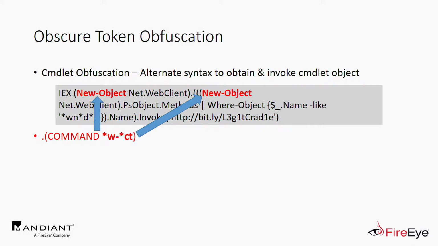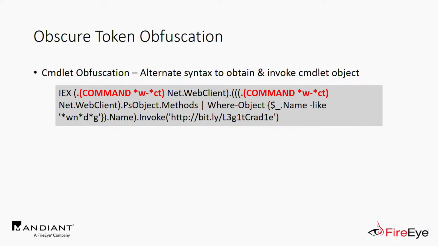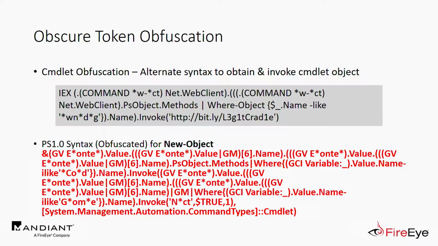Now, the interesting part is, since we obfuscated download string, we also introduced a second new object into our command. So I've handled all of these via tags in the code, so that now whenever you update new object, it'll update all of the new objects in the code, even if one is introduced later. This is also just a random PowerShell 1.0 syntax for also running new object. And it's pretty crazy. You can see this bottom part, this G, is actually get command name, and then this N asterisk CT is a new object.